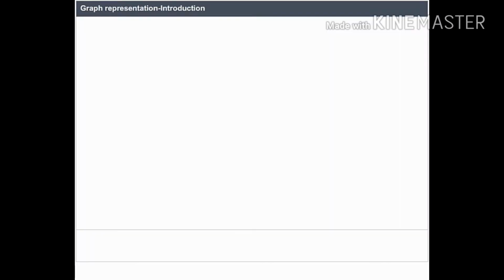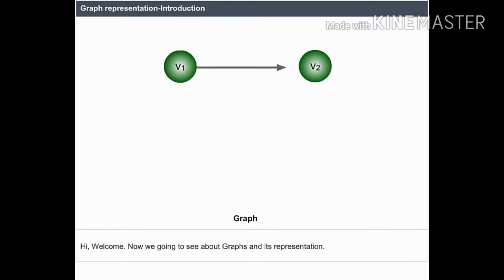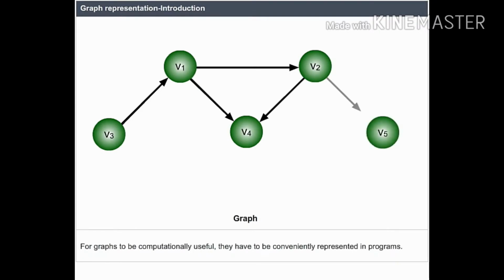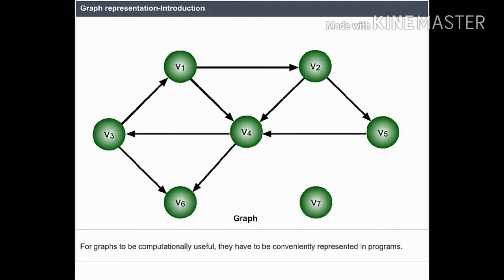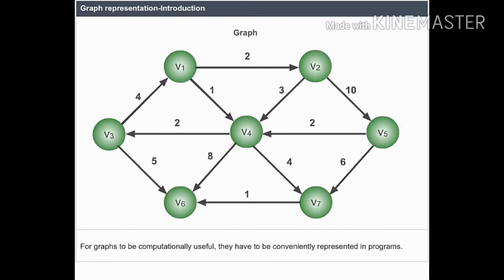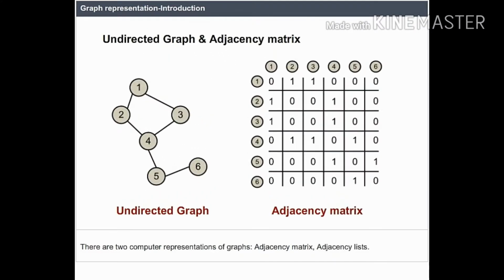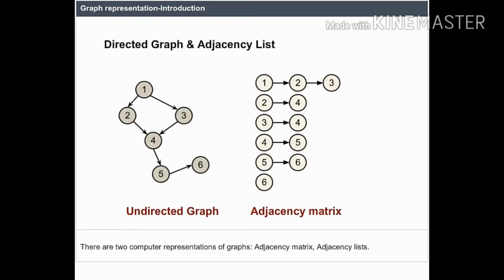Graph representation. Introduction. Hi, welcome. Now we're going to see about graphs and their representation. A graph is a finite set of nodes with edges between nodes. For graphs to be computationally useful, they have to be conveniently represented in programs. There are two computer representations of graphs: adjacency matrix and adjacency list.